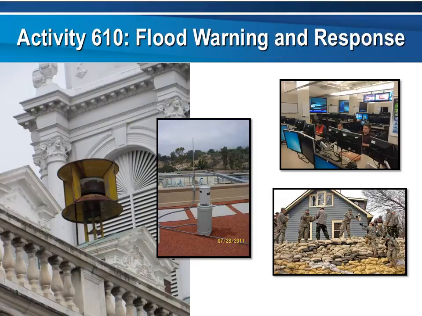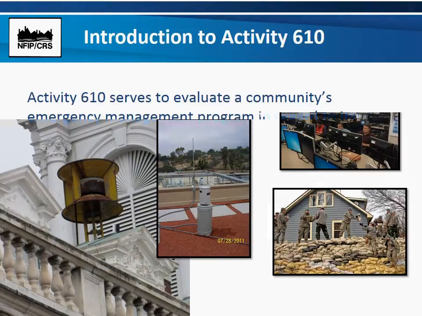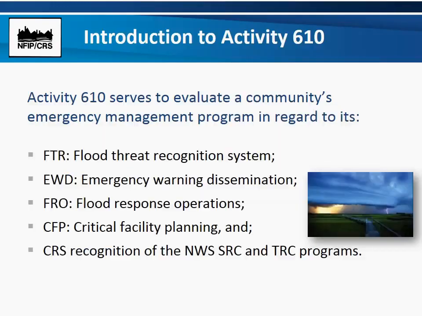These actions are part of the normal emergency management mission cycle. All are links in the circle. Without them all, you have a broken program. This slide is a synopsis of Activity 610 in regard to how we evaluate your community's emergency management program by looking at the flood threat recognition system, early warning dissemination, flood response, FRO, critical facility planning, and we also recognize the National Weather Service's Storm Ready Community and Tsunami Ready Community programs.